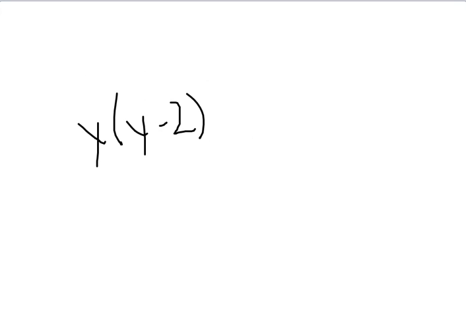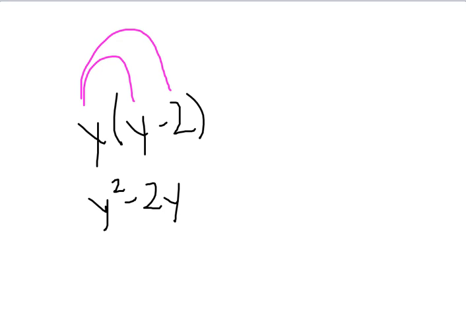So what if I had y times (y minus 2)? Now I'm going to distribute that y to the y and to the negative 2, and I get y times y, which is y squared, minus 2y. And I can't combine those because they're not like terms, so that's my answer. Well, what if we take it one more step further?